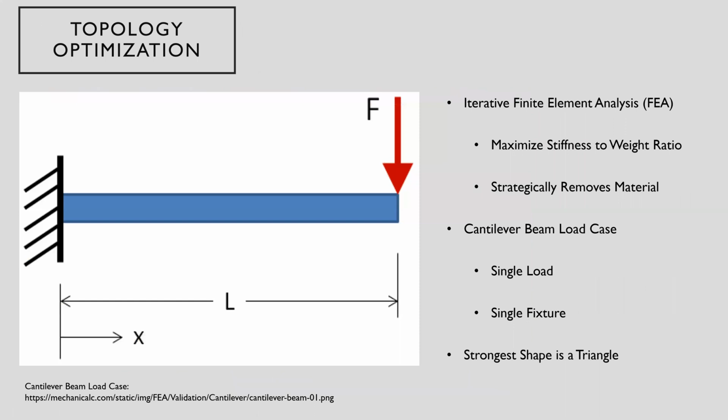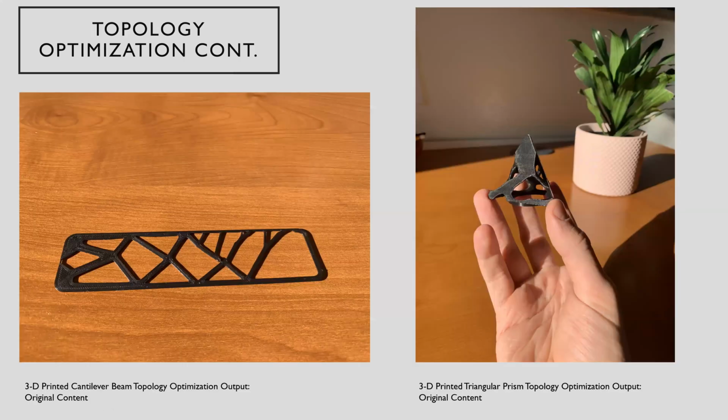So then to achieve this, I'm using a tool in SOLIDWORKS called topology optimization. Basically, it's iterative finite element analysis where it tries to find the maximum stiffness to weight ratio, effectively just strategically removing material. So in this load case here on the left, it's just a cantilever beam with a single load, a single fixture. And I think a big thing when thinking about topology optimization is the strongest shape being a triangle. We've all heard that in like third grade or whatever. But it's pretty apparent here.